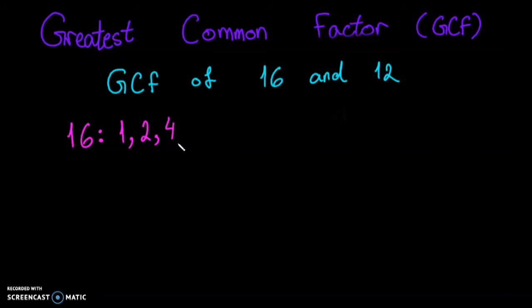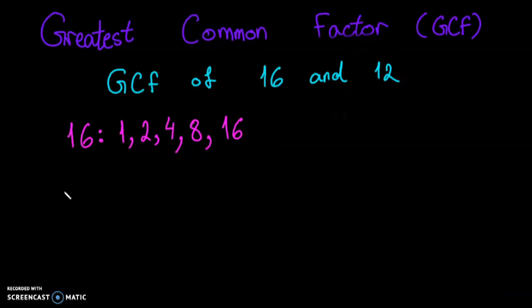We can't with 5. 6. 16 divided by 6. We cannot do that. 7. Nope. 8. Yes. 9. No. 10. No. 11. No. 12. No. 13. No. 14. No. 15. No. And 16. We can divide 16 by 16. And now we've reached the original number, so we stop.